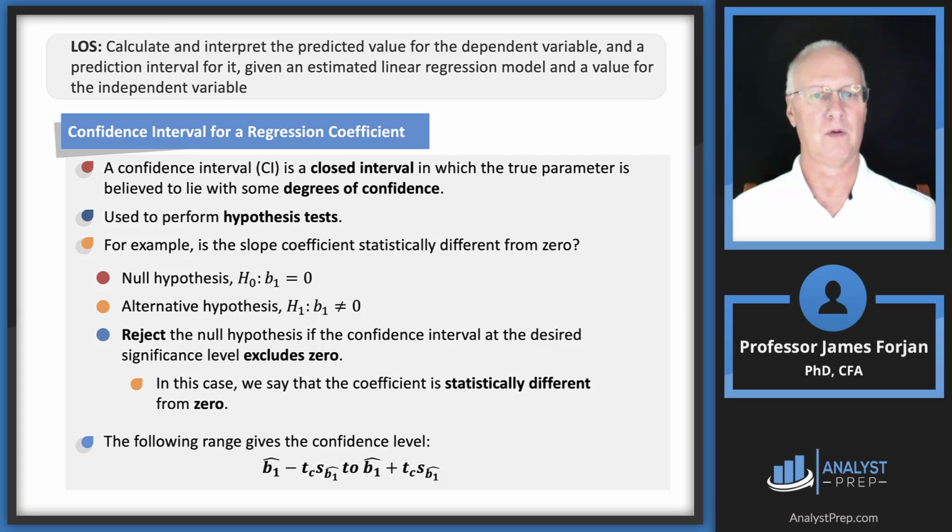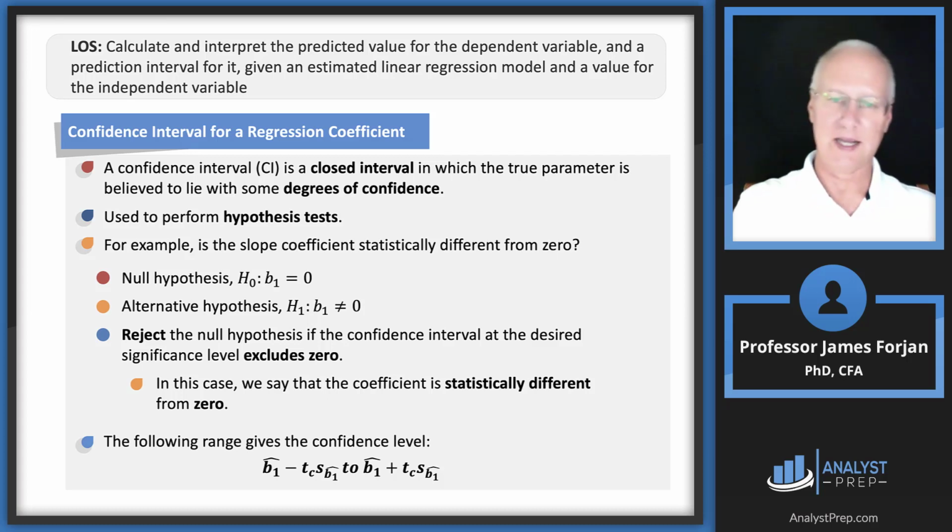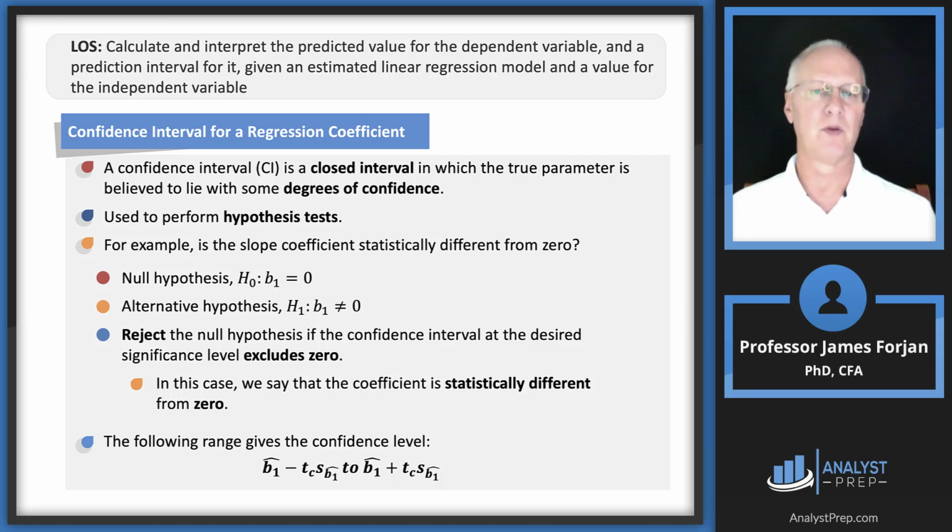All right, so what we've done so far is we have determined whether or not the slope coefficient is an effective regression parameter to explain the dependent variable. All right, so let's suppose that we say, yeah, we reject the null, and we say something like, okay, this is a good model.